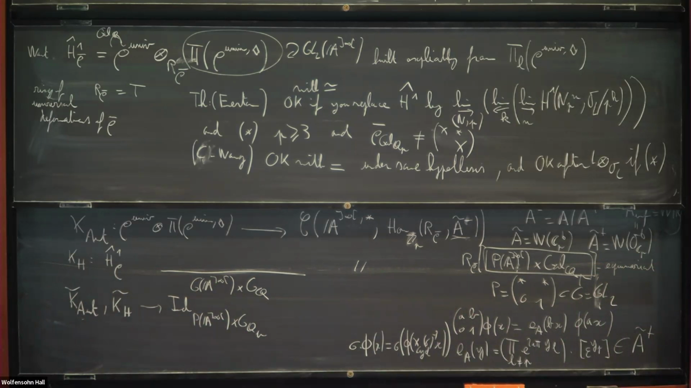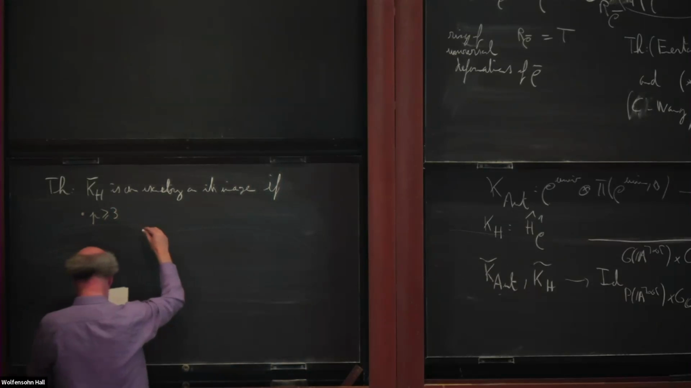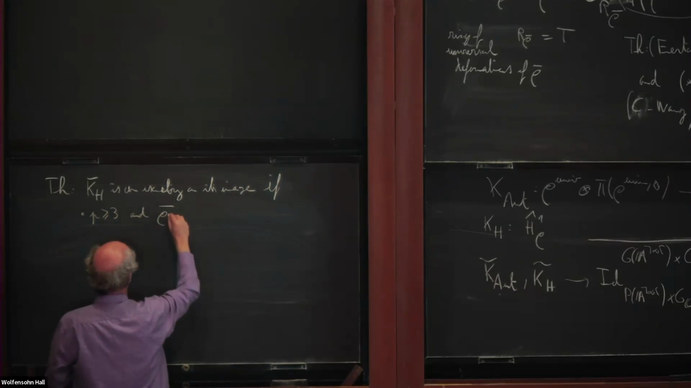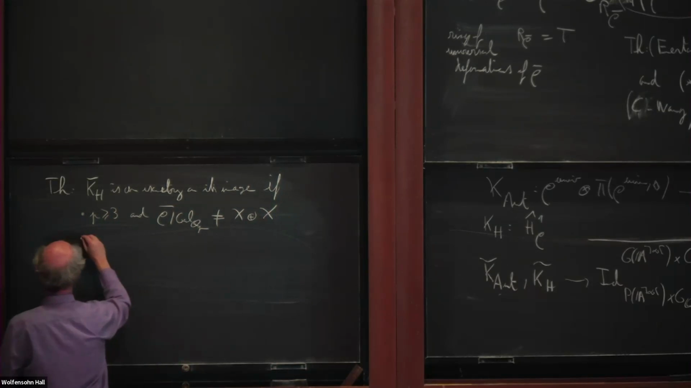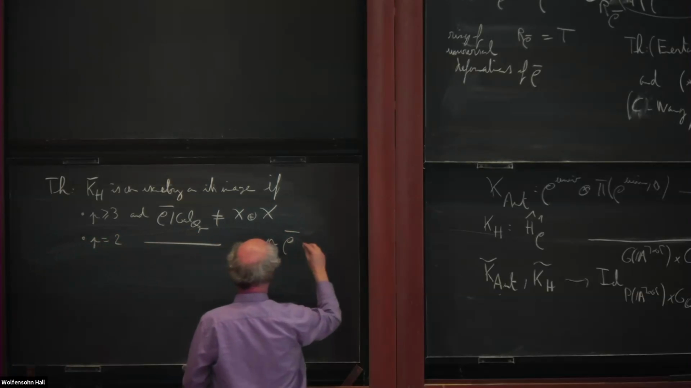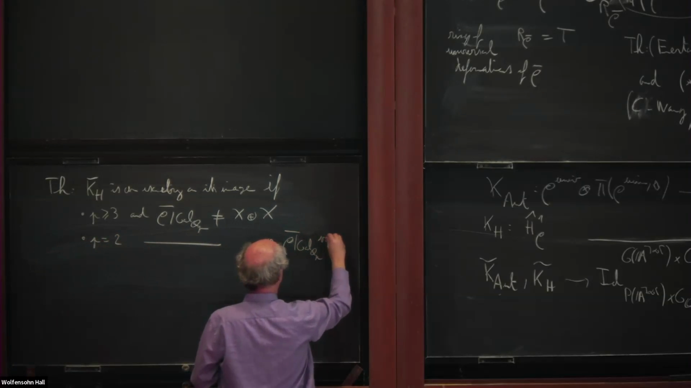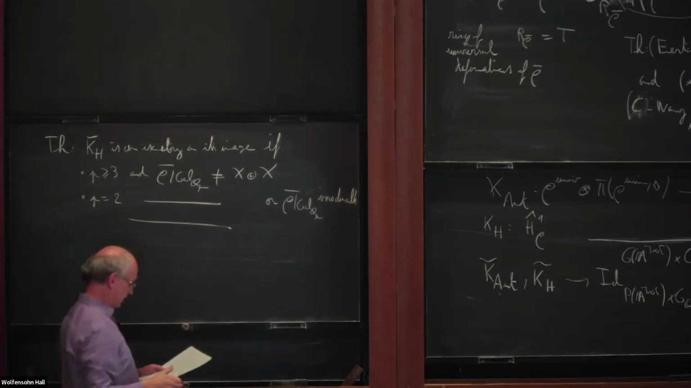So the first theorem is the following. The theorem: k tilde h is an isometry on its image if we are in one of the two following situations. p is bigger than 3 and rho bar restricted to Gal Qp is not chi plus chi, or if p equals 2 and the same thing, or rho bar irreducible, restricted to Gal Qp irreducible. So that's the first theorem. Let me explain to you how this is proved.